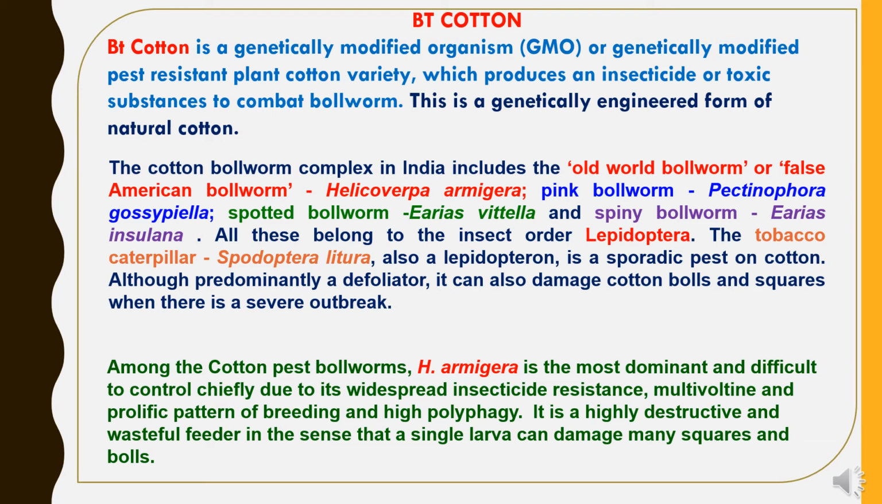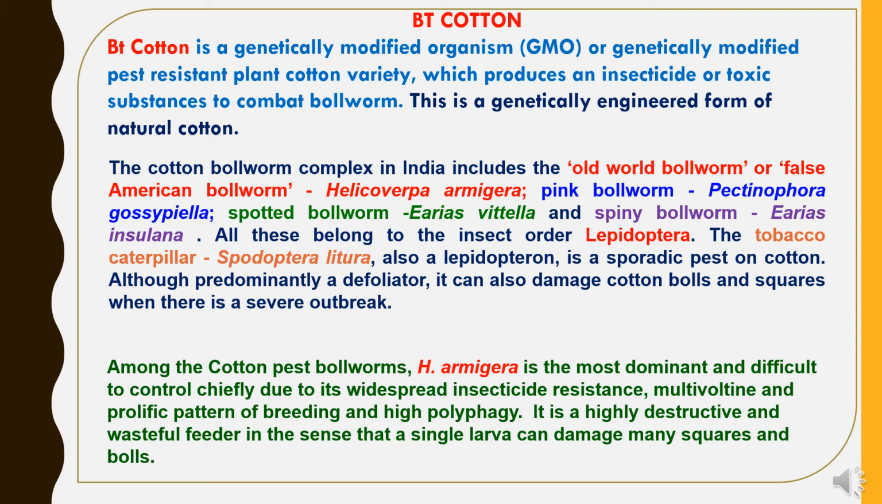The cotton bollworm complex in India includes the old world bollworm or false American bollworm, Helicoverpa armigera, then pink bollworm, Pectinophora gossypiella, spotted bollworm, Earias vittella, and spiny bollworm, Earias insulana. All these belong to the insect order Lepidoptera. The tobacco caterpillar Spodoptera litura is also a lepidopteran, which is a sporadic pest on cotton. Although predominantly a defoliator, it can also damage cotton bolls and squares when there is a severe outbreak.